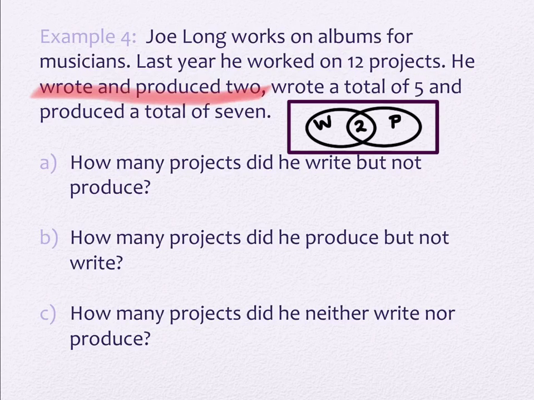Okay, what do you want to do next? Wrote, how many did he write? 5, a total of 5. So do I put a 5 in the outside region? No, I put a 3 because right now that whole circle is the total 5, right?